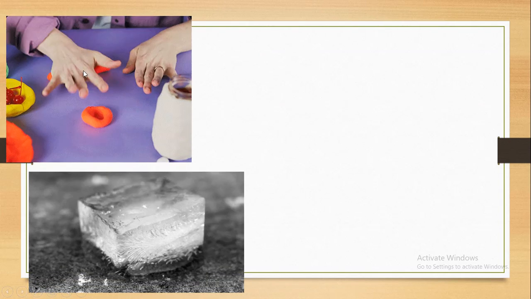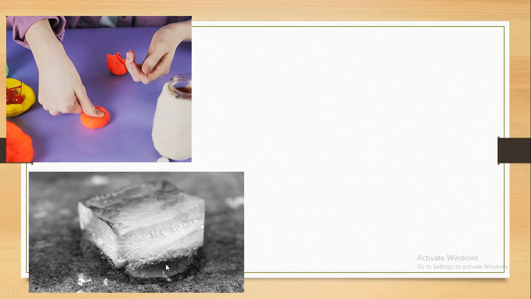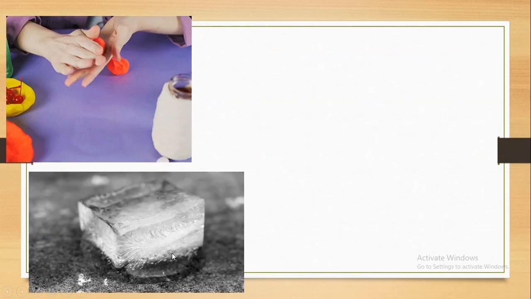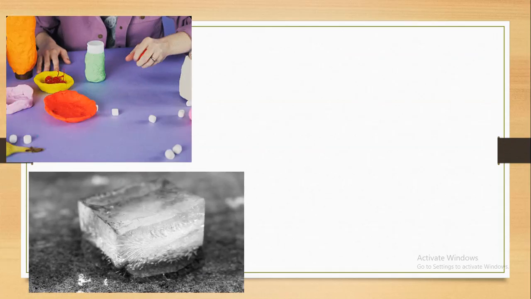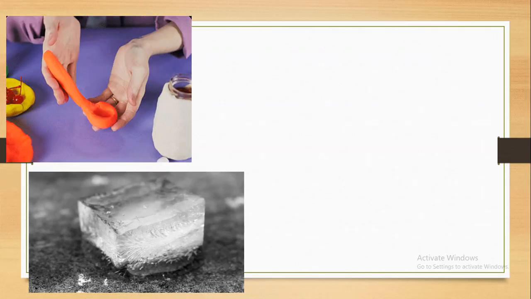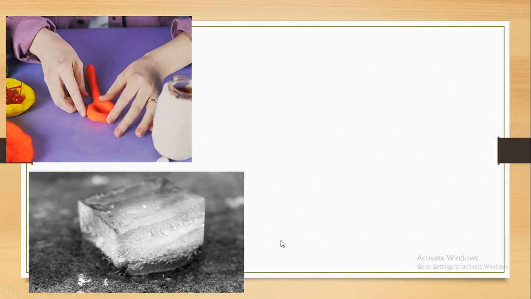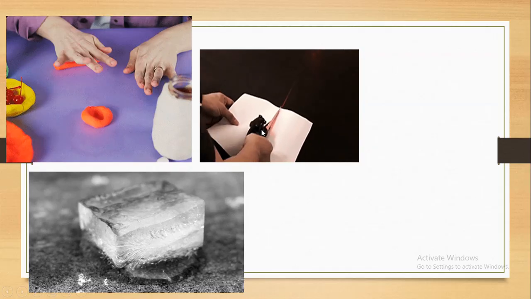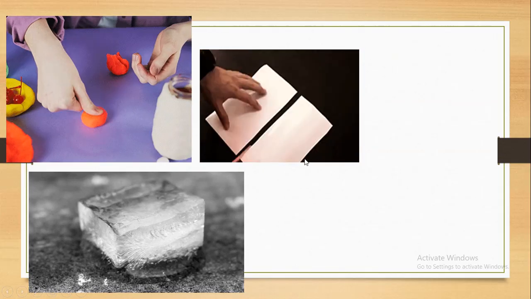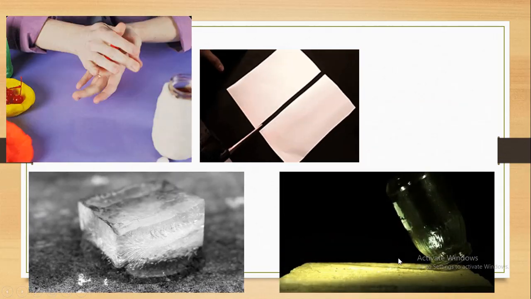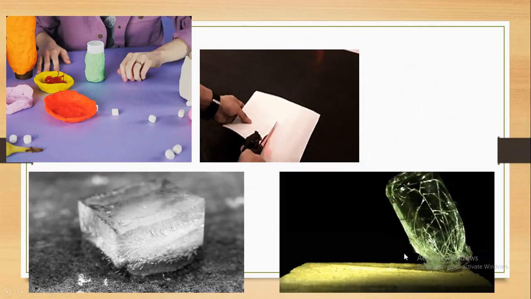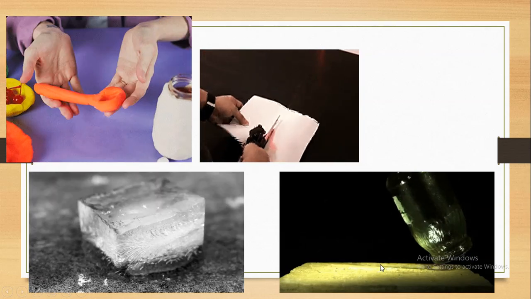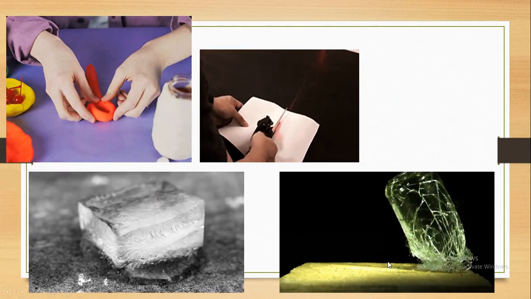This woman here is playing with the dough. She's changing its shape. In this picture, the ice cube is melting. That means it's converting from solid to liquid. So this is a change of state. In this picture, this man is cutting the paper. And in the last picture, we have this glass hitting the ground. So as you can see, it's breaking.